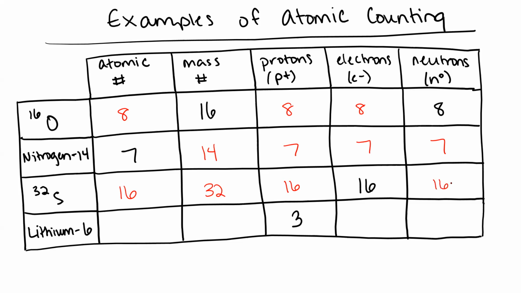All right, last is lithium-6. So we're given the number of protons. We're given our mass number, which is 6. So we know that the protons equals the atomic number, so that's also 3. The number of electrons equals the number of protons, because it's a neutral atom, and so that also equals 3. And then our mass number minus the number of protons equals 3 yet again. It's pretty simple going into it like this.